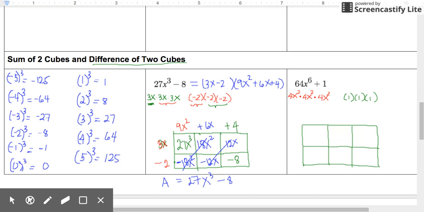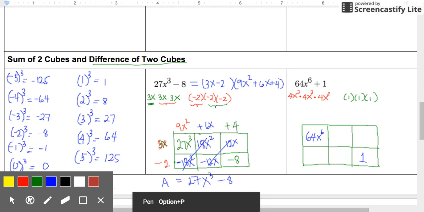Our second example is a sum of two cubes. As you can see, the factors of 64x to the 6th are 4x squared, 4x squared, 4x squared, so it's a perfect cube. 1 is 1 times 1 times 1, therefore 1 is a perfect cube. So we have here a sum of two cubes. Again, we can think of 64x to the 6th plus 1 as the area of this rectangle. So we put 64x to the 6th in here and 1 in here.